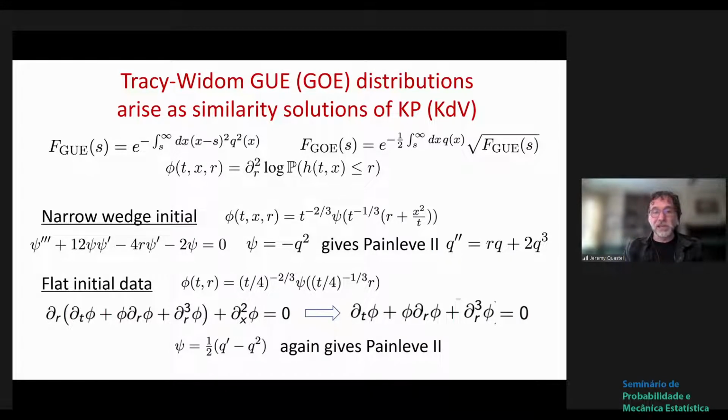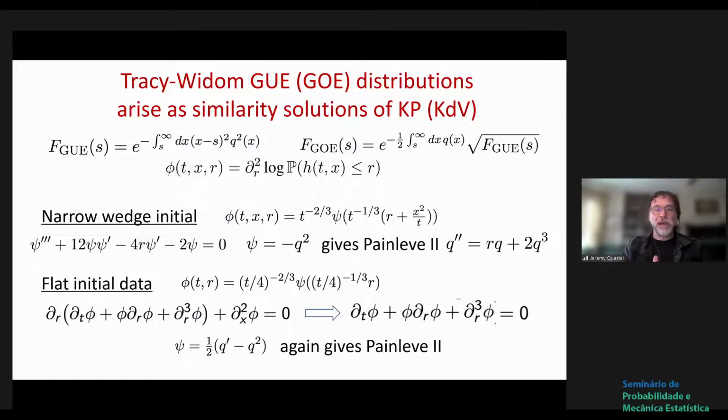So everything depends on this funny function Q, which is a special function, what's called the Hastings-McLeod solution of Painlevé 2. Painlevé 2 is written just a little bit below. It's just the name of the special integrable differential equation, Q double prime equals xQ plus 2Q cubed. So you take this funny function Q and you do this stuff to it and you get the GUE and GOE Tracy-Widom distributions.